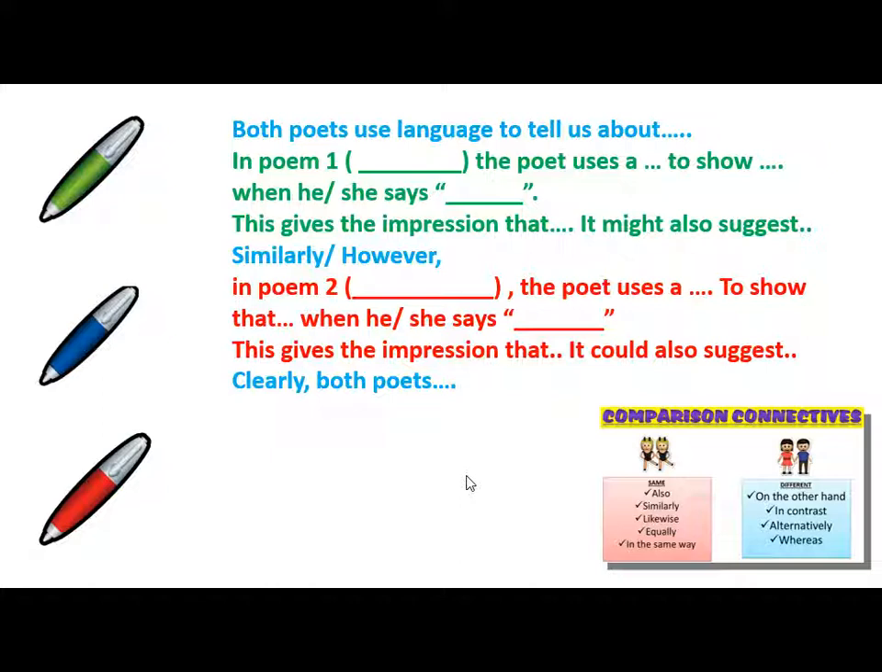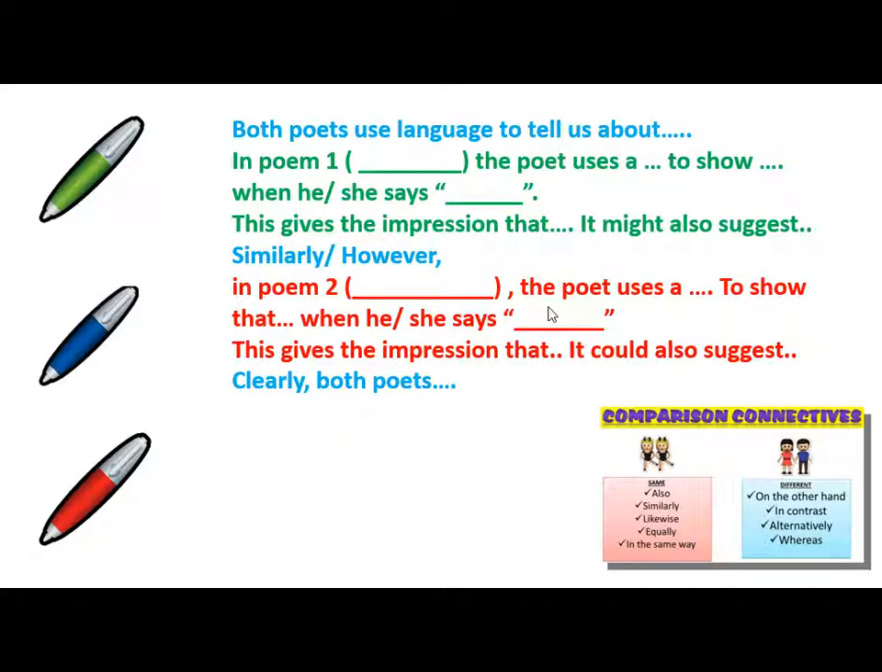Your response is set out here. As you can see, poem 1 is in green, poem 2 is in red, and all the comparison connectives that you need to include are in blue. So both poets use language to tell us about blah, blah, blah, about their parental relationships. In poem 1, parental relationships are shown. The poet uses something to show something when he or she says blah, blah, blah. That's when you need to embed your quote. This gives us the impression that parental relationships are awful or good or whatever, and then add a suggestion on.